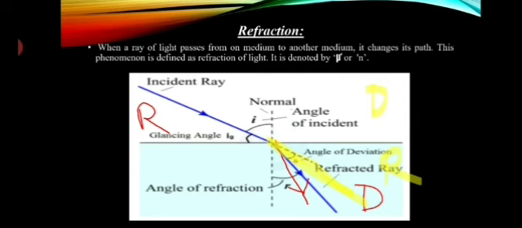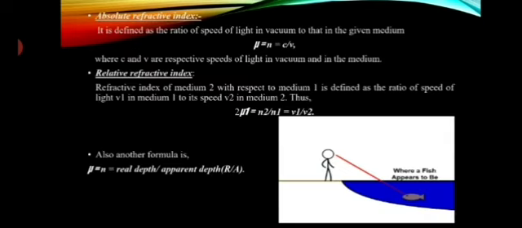We will be seeing some further definitions. What do you mean by the absolute refractive index? It is nothing but the ratio of speed of light in vacuum to the speed of light in that medium. The refractive index is denoted by letter n or Greek letter mu, and absolute refractive index is given by c upon v.